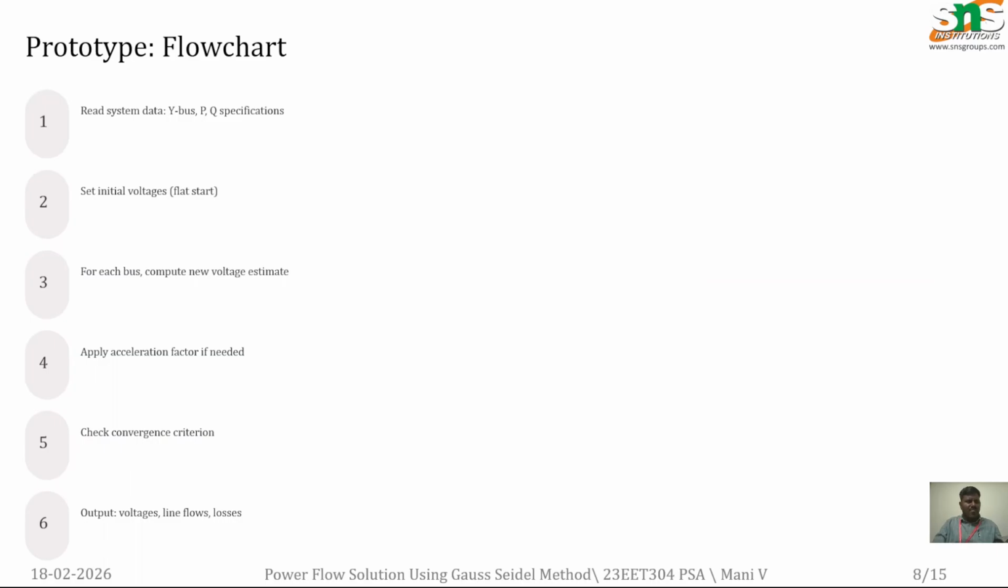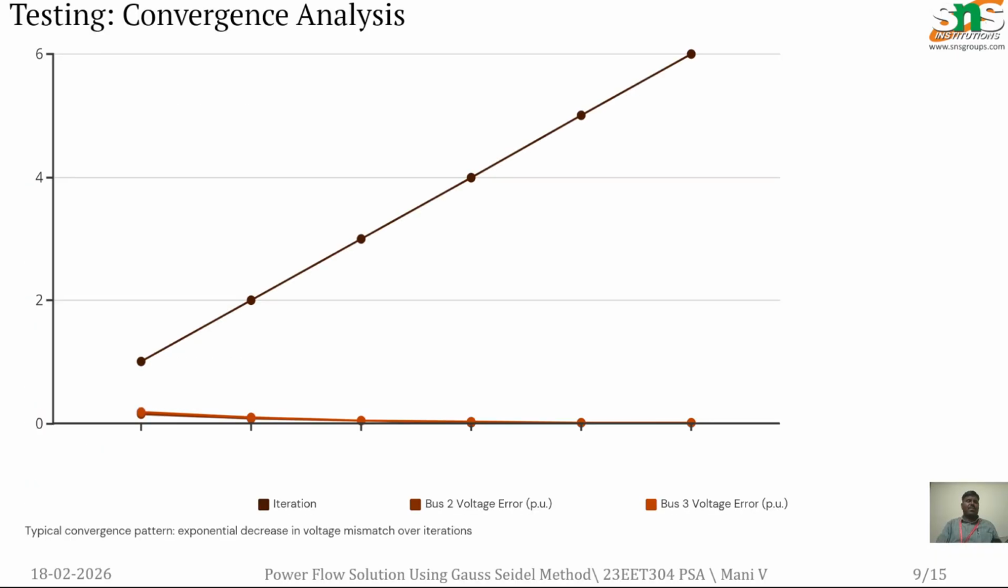So this is a flow chart we have to construct using the flow prototype. We have to read the system, like how many buses there are, what the bus admittance matrix is, what the real power, reactive power and some of the known values are. And we have to set the initial voltage except the slack bus, and for each bus compute the new unknown voltage or magnitude or real power or reactive power, whatever it may be, and apply the acceleration factor when it is needed. Then we have to check the convergence, and in the last step the output voltage, line voltage, losses, everything can be calculated. So this is the testing in the convergence analysis.